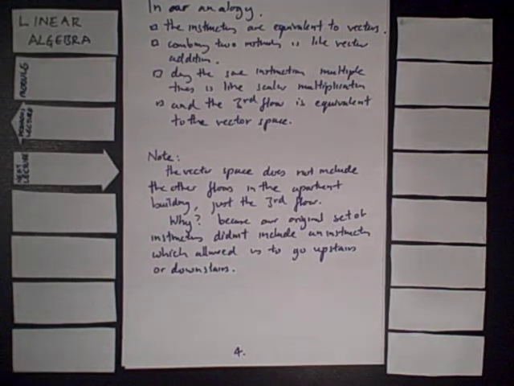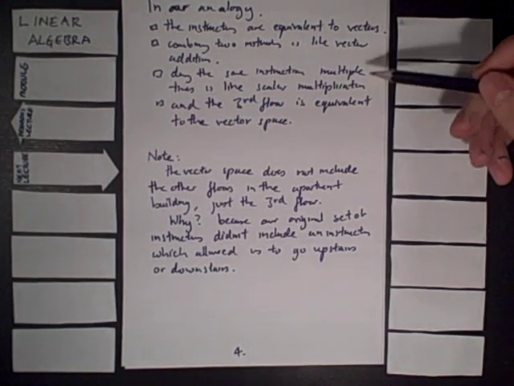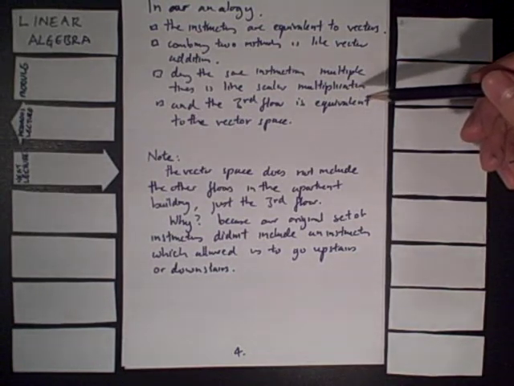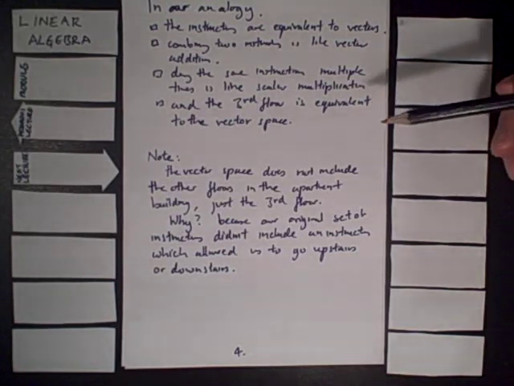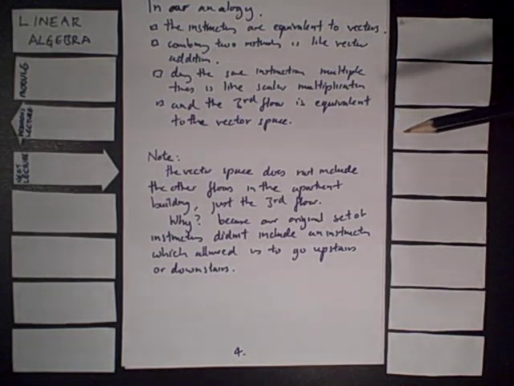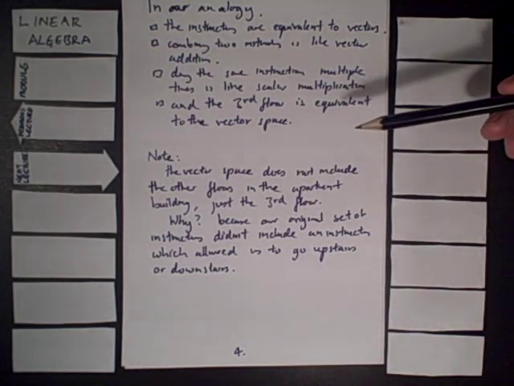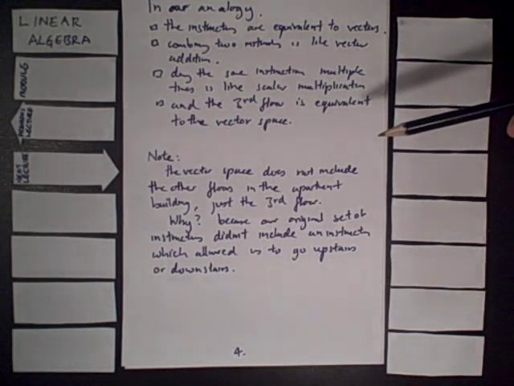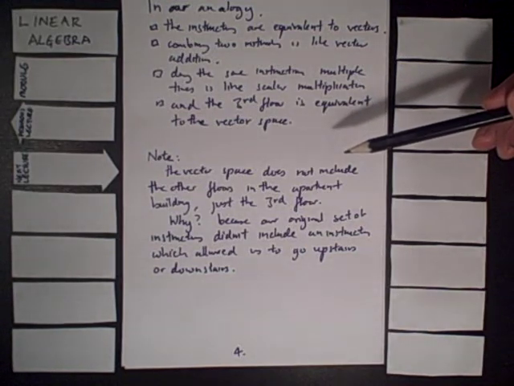This is a useful analogy for the mathematical concept of vector spaces. Thus, for a given set of vectors or instructions, combining two instructions is like vector addition. And doing the same vector or instruction multiple times is like scalar multiplication. In this example, the crucial thing for you to understand is that the vector space is the whole of the third floor, i.e. it's everywhere you can go with our two instructions and our rules for combining them.